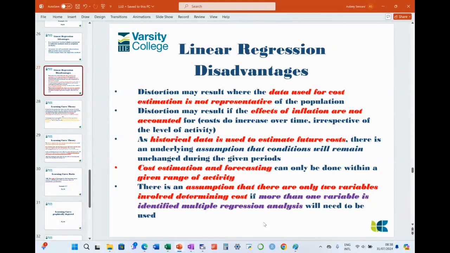Historical data is used to estimate future costs. We've already pretty much spoken to that. Okay. Cost estimation and forecasting can only be done within a given range of activity. Okay. Within a given range of activity. Then lastly, there is an assumption that there are only two variables involved in determining cost. If more than one variable is identified, multiple regression analysis will need to be used.